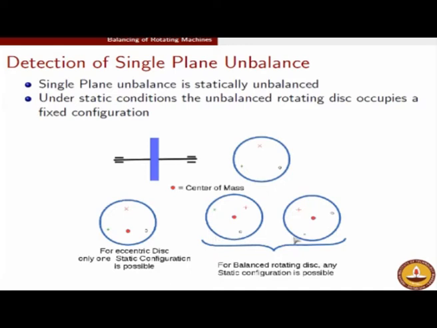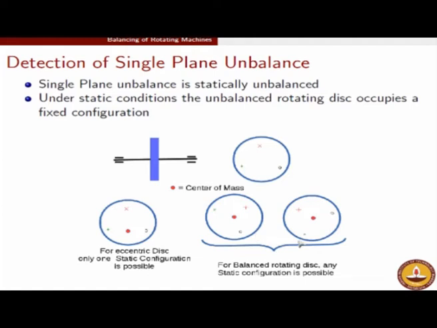Whereas if it is balanced, then any of these configurations is possible, because the center of mass is at the geometric center. So there is absolutely no moment created by the center of mass about the axis of rotation, and therefore all these conditions are completely the same. So if you had put markers at some arbitrary orientation, any of these orientations is an equilibrium configuration.